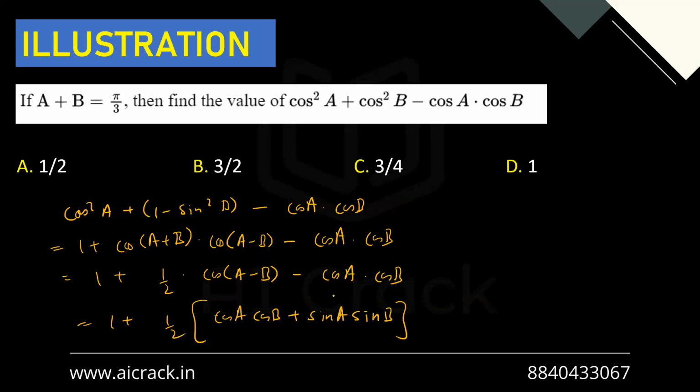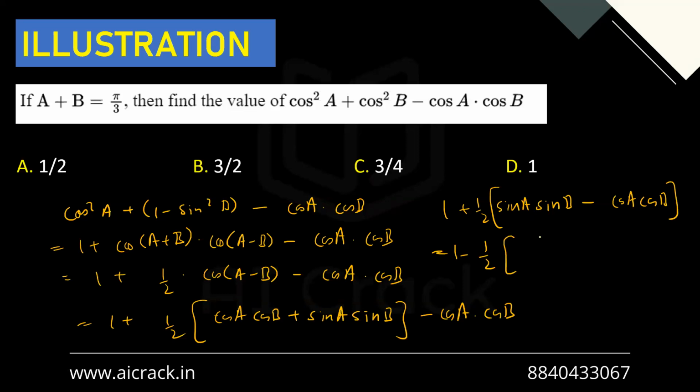Now I can see a cos a cos b term over here and a cos a cos b term over here. So we might do something conclusive from this particular approach. So we have 1 by 2 cos a cos b over here and minus cos a cos b over here. So it actually becomes 1 plus 1 by 2 times sin a sin b minus 1 by 2 times cos a cos b, right? So this is nothing but 1 minus 1 by 2. If I take minus outside, cos a cos b minus sin a sin b, that becomes cos of a plus b, right?